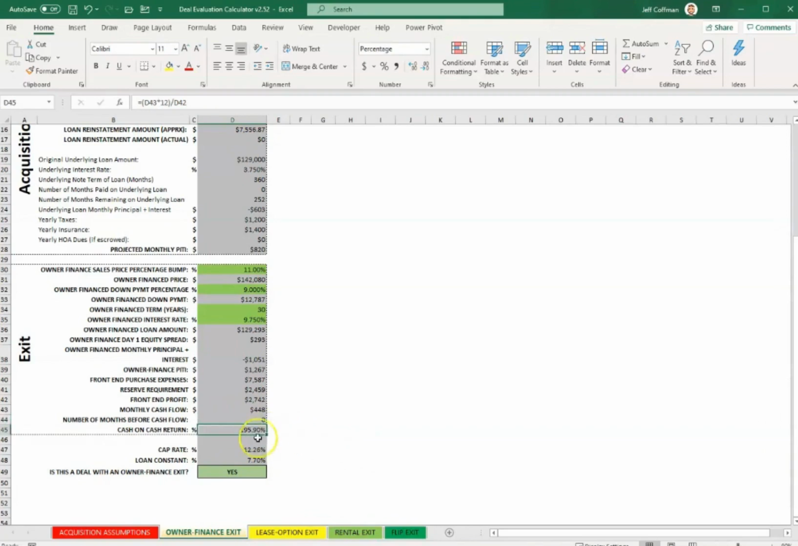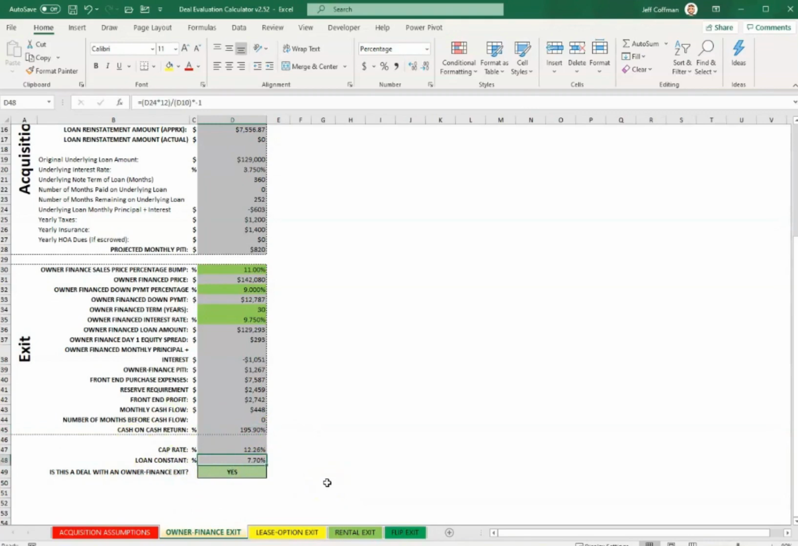but I have put some cash into this. And so it's going to calculate the cash that I put in, which is the front end expenses that I had and funding my reserve requirement. And then once I'm paid back with this down payment, $12,787, I'm going to be paid back that full amount, and I'm walking away with $2,742, equals a cash on cash return of 195%. Not a bad deal.